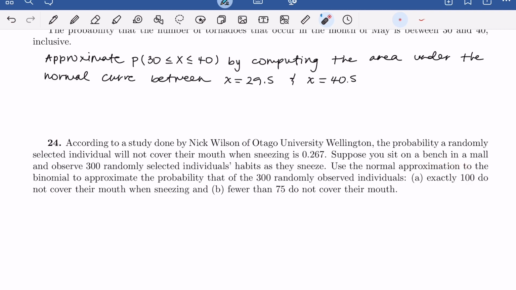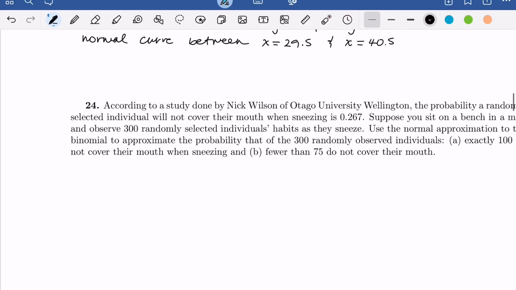So suppose you sit on a bench in a mall and observe 300 randomly selected individuals' habits as they sneeze. We're going to use the normal approximation to the binomial to approximate the probability that of the 300 randomly observed individuals, exactly 100 do not cover their mouth when sneezing, and fewer than 75 do not cover their mouth. Okay, so let's write down some stuff that we know.